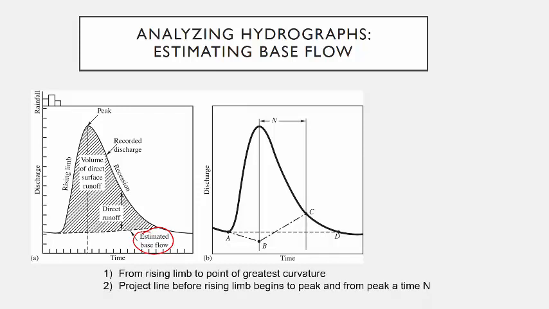The first one, you go from the point of the rising limb. So here you have this point going down and then starts going up. From the point of the rising limb, you will move horizontally to this point, which should be the point of greatest curvature. So then this would be your base flow that you subtract to obtain the direct runoff.